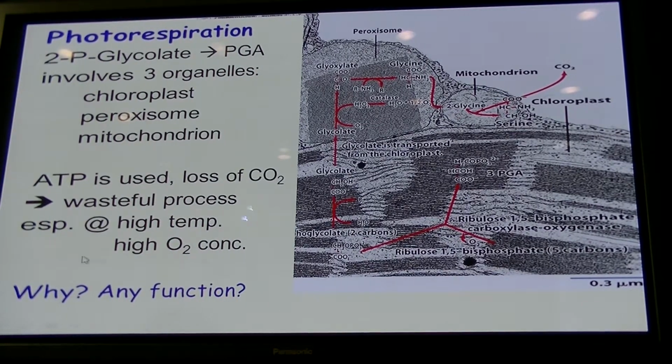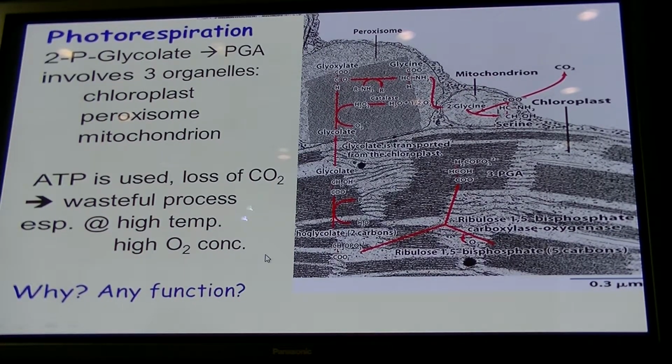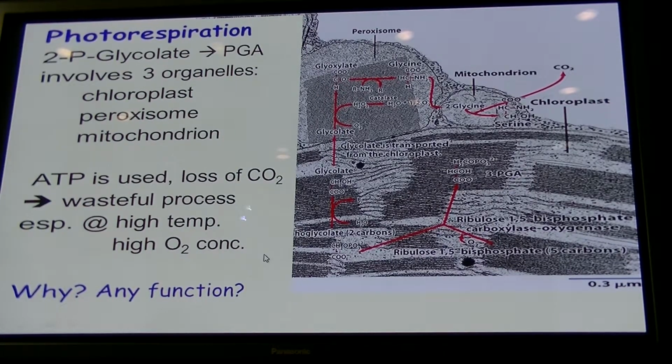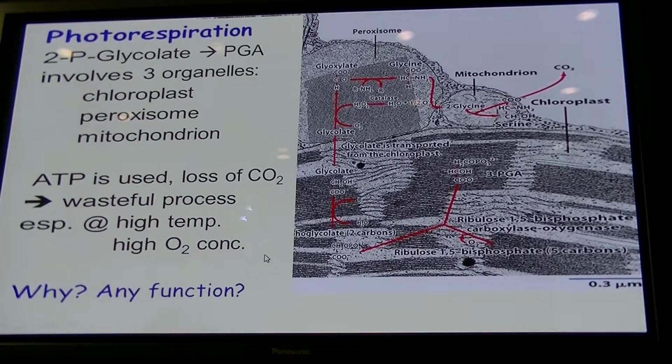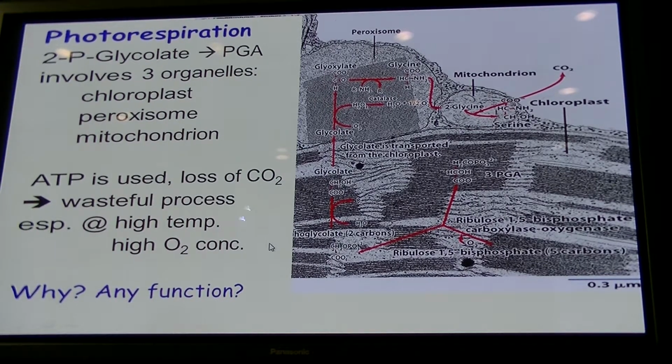So you can ask the question, is there any function? And I say, yeah, maybe there actually is, because it's better not to blow up the whole photosynthetic machinery. It's better to waste a little bit. So yeah, maybe that is a function. But we can also look at this as just an unfortunate consequence of the way in which photosynthesis evolved, because it evolved without oxygen. And it got fixed a long time ago in evolutionary time.